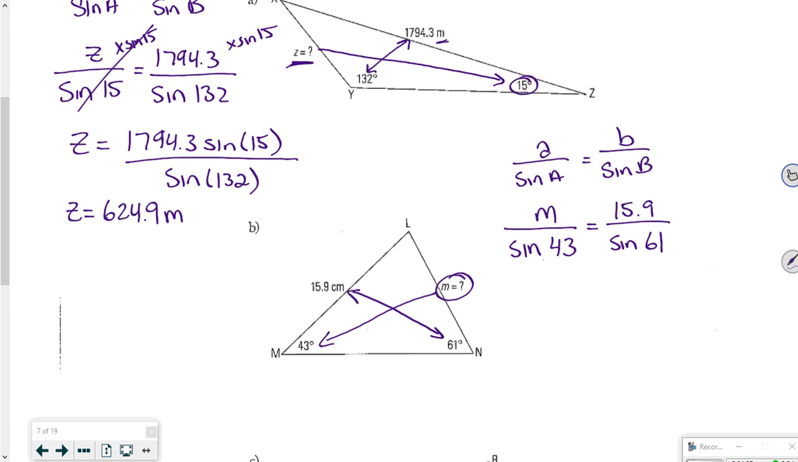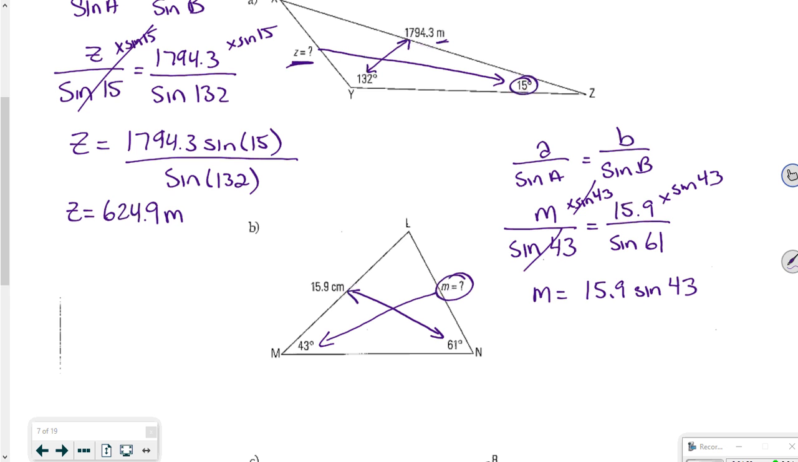I'm going to rearrange to get the M by itself. I have to get rid of the divide by the sine 43 by doing the opposite, so times sine of 43 makes the sine 43's cancel. M equals 15.9 times sine of 43 divided by sine of 61. And you put this all into your calculator, sorry. M is 12.4. And because we had centimeters in our original triangle, this is 12.4 centimeters.